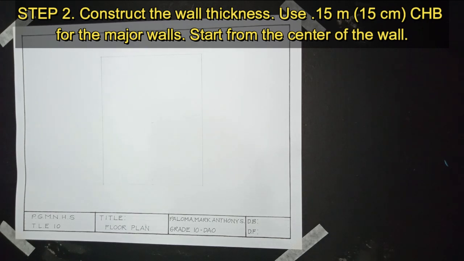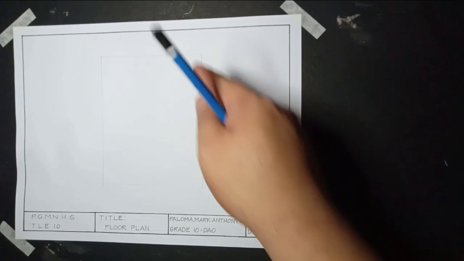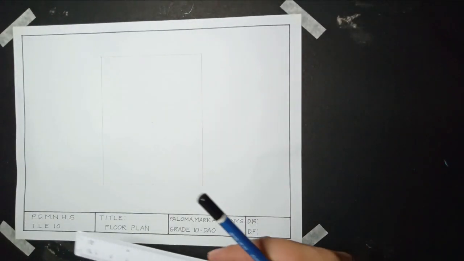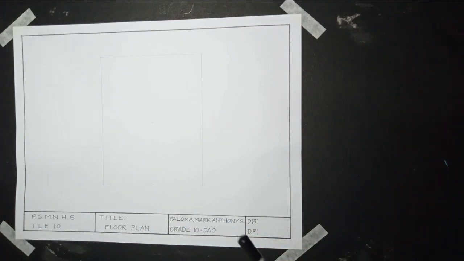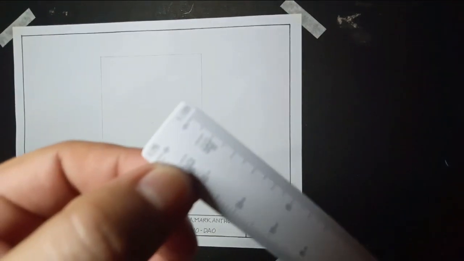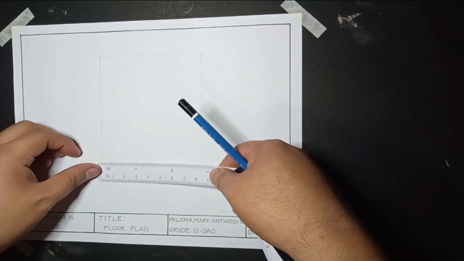Use 0.15 centimeter concrete hollow block for the major walls. We are going to start the measurement from the center of the wall. So, since we already have the measurement 8 by 10, I'm going to make use of my punch scale. I'm going to get 0.15. That is the thickness of our wall. So, using the scale 1 is to 75, as you can see here, I'm going to locate the center.